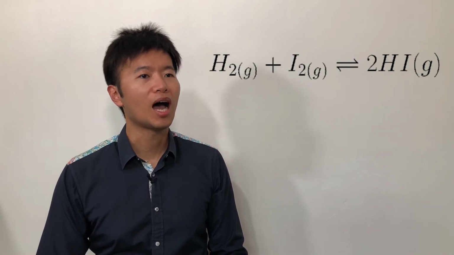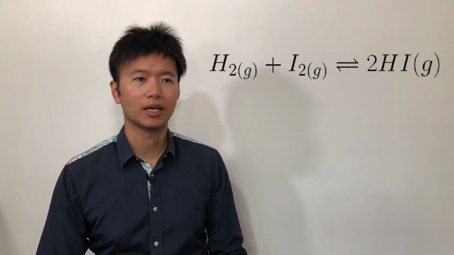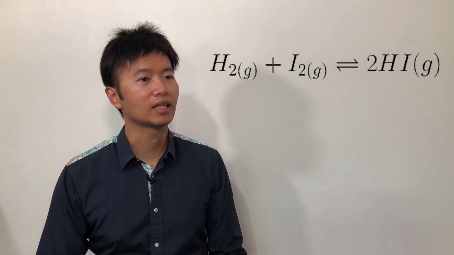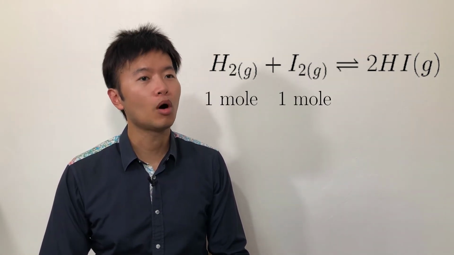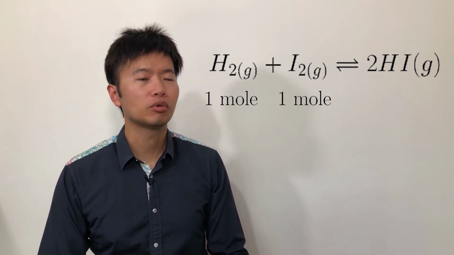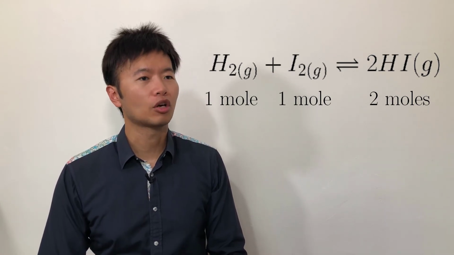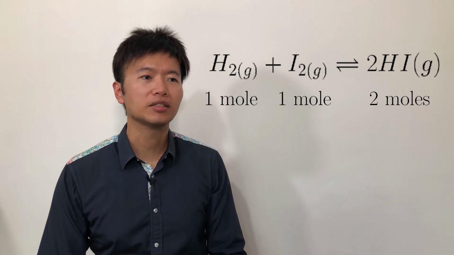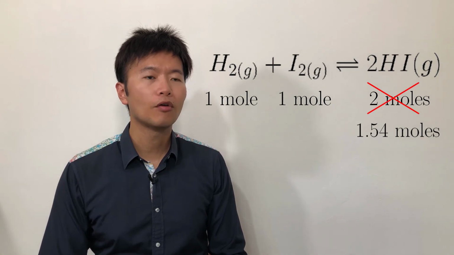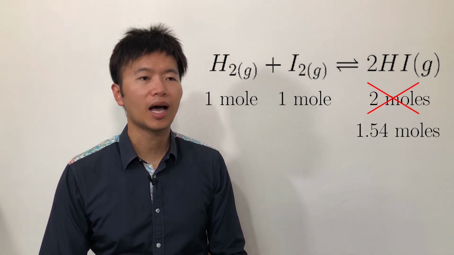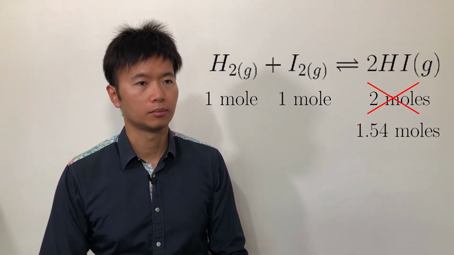For example, hydrogen gas reacts with iodine gas at 490 degrees Celsius to produce hydrogen iodide gas. Again, if 1 mole of hydrogen gas reacts with 1 mole of iodine gas, we would expect to produce 2 moles of hydrogen iodide gas according to the stoichiometric coefficients of the balanced reaction. However, we only get 1.54 moles of hydrogen iodide, which is not consistent with the stoichiometry.